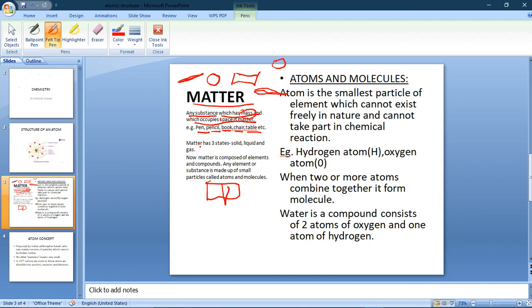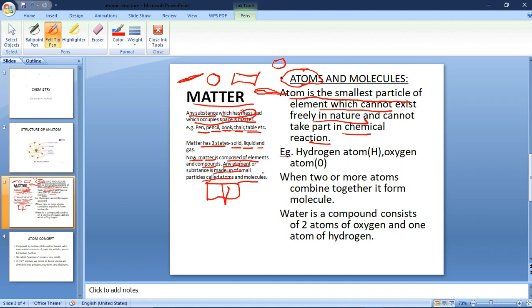Now we know that matter exists in three different states, which are solid, liquid and gas. In previous classes we have learned that matter is composed of elements and compounds. An element or a substance is made up of small particles called atoms and molecules. So coming to atoms and molecules, what is an atom? An atom is the smallest part of an element which cannot exist freely in nature and cannot take part in chemical reaction.